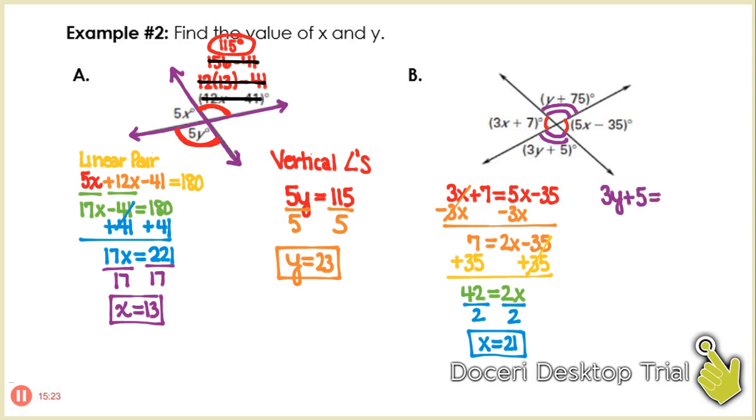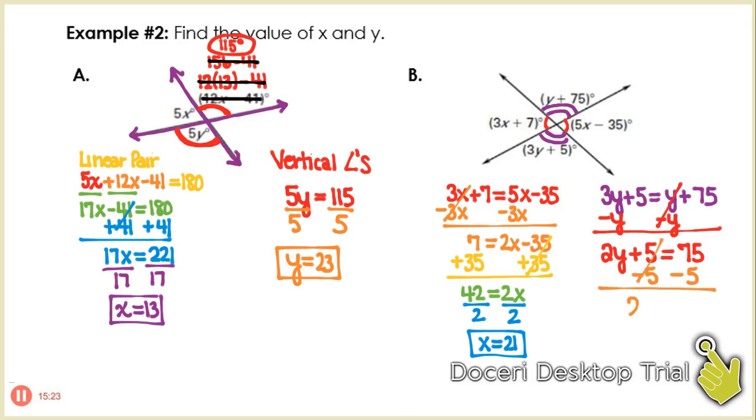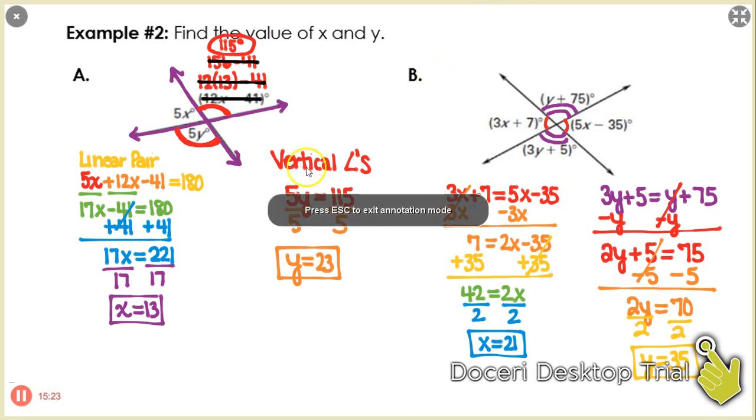So we can set 3y plus 5 equal to y plus 75. Again, I can't simplify on either side, so I'm going to collect all of my variables to one side. So I'm going to subtract y from both sides to keep my equation balanced. So I'm left with 2y plus 5 equals 75. And then I'm going to undo those operations in reverse order. So I'm going to undo addition with subtraction. And then I'm going to undo multiplication with division. And so y would be equal to 35. That's how we use angle relationships to find the values of x and y.